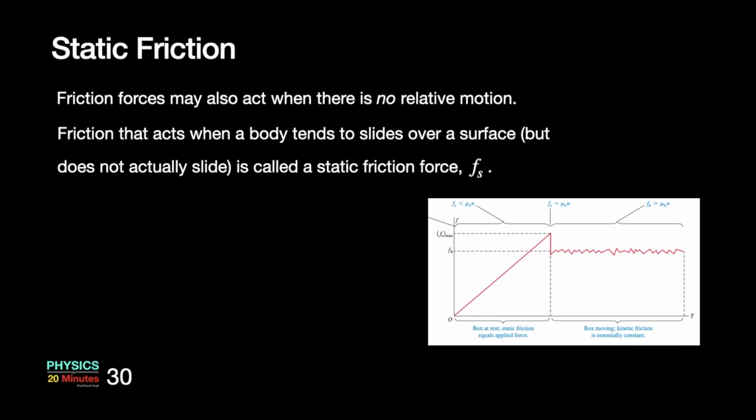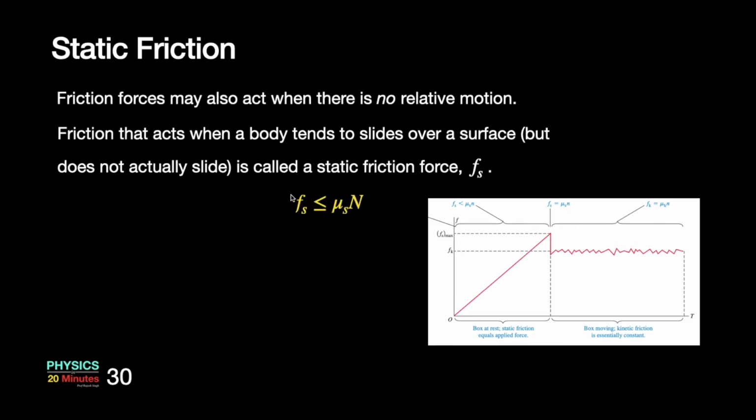The friction that acts on a body when a body tends to slide over a surface but does not actually slide is called static friction. Remember, when it actually slides, then you get into the domain of kinetic friction. So while solving problems, you have to ascertain whether the body is actually sliding or not sliding.